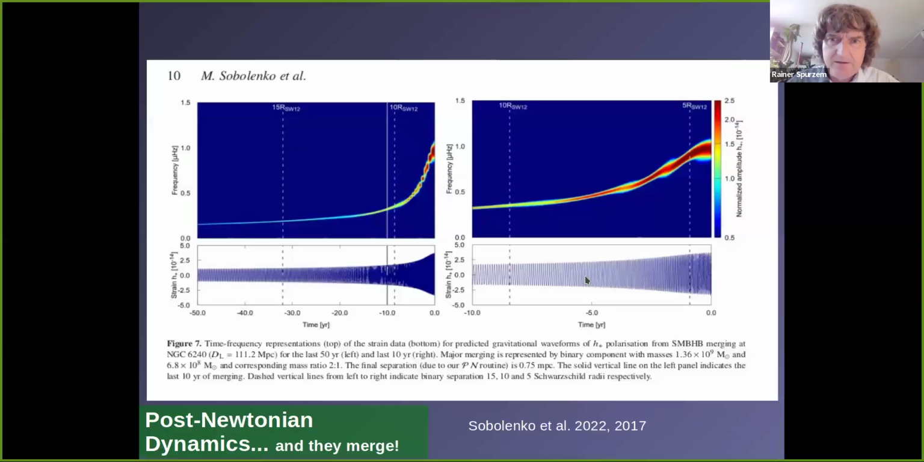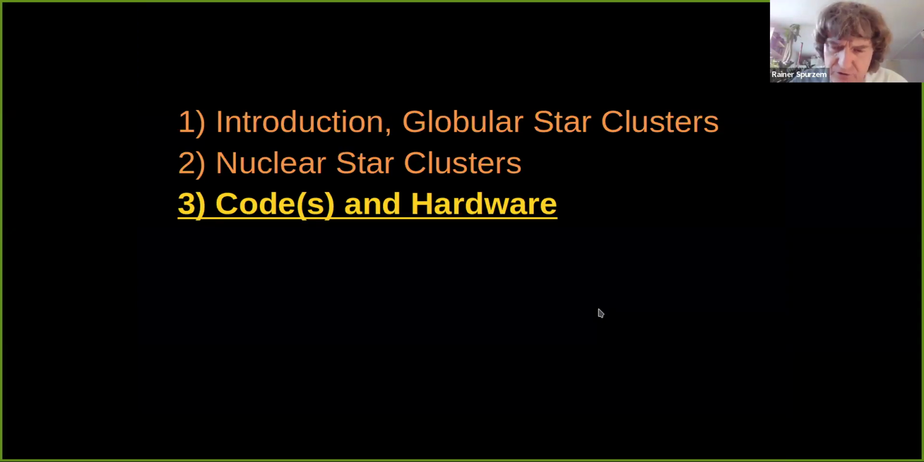And I promise it's really the last slide with content. This is a 2022 paper here by our Ukrainian team member, Margarita Sobolenko, with Peter Berczyk and several others in the team, where we follow the merger of this supermassive binary black hole, including spin, and have some model signal, which would be a theoretical signal for LISA. So this is all of the science I want to show.